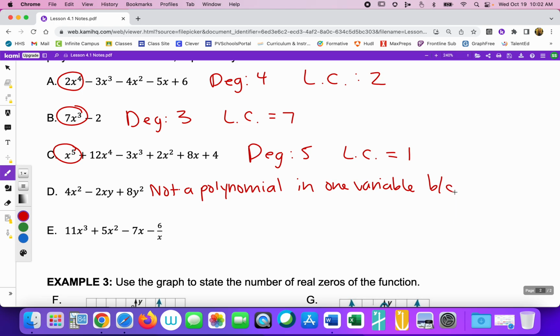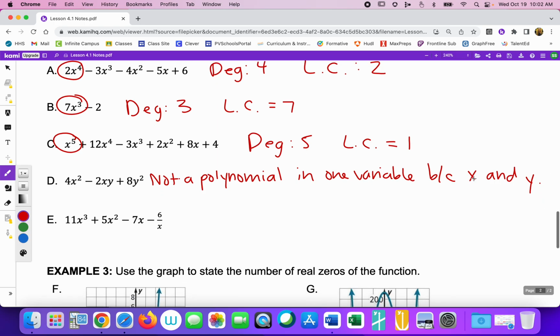Because you have x and y. So something along those lines. It might be A and B in your homework. As soon as it's not one variable, you need to list it. So we wouldn't even determine degree. Okay.